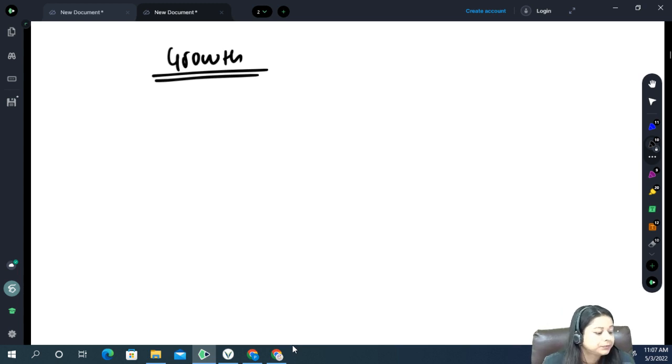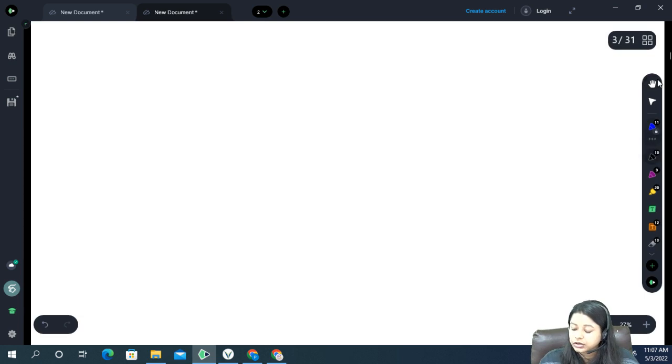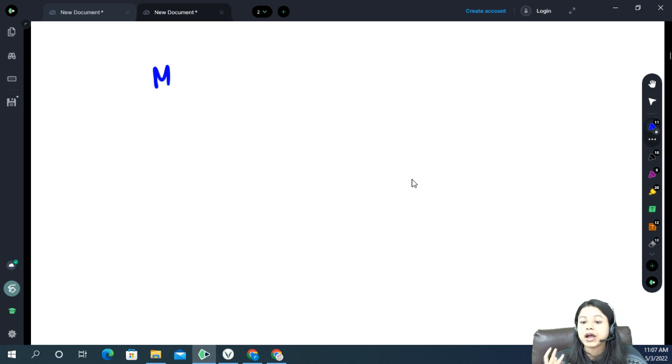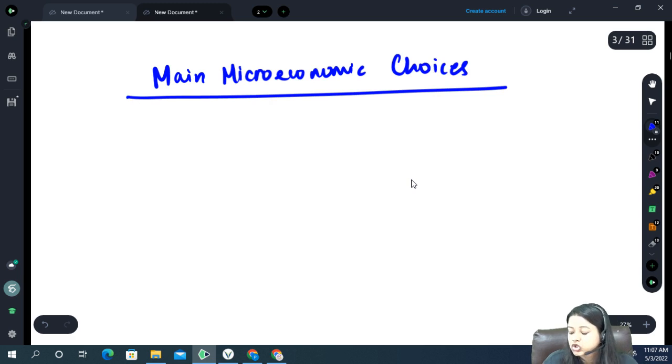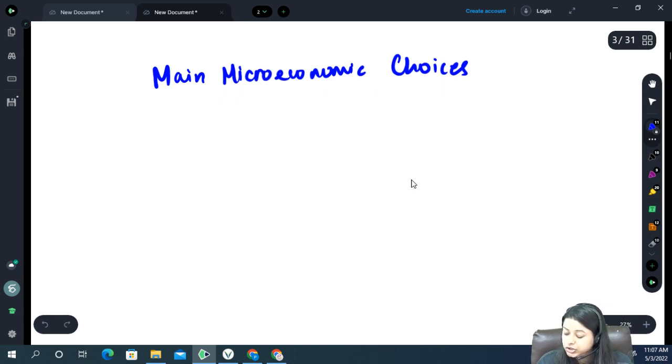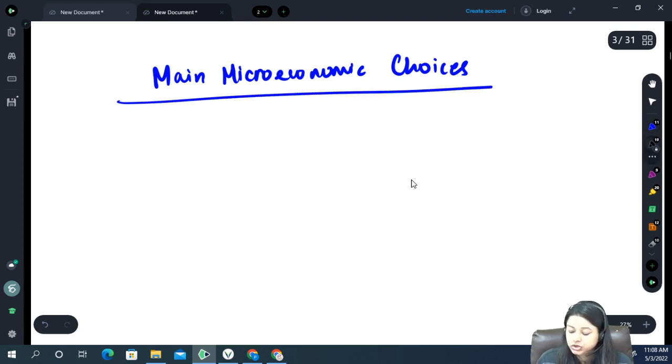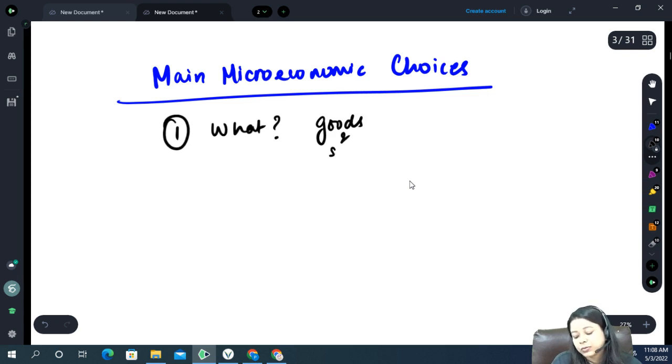That is one thing. Now, another topic which we'll be discussing today is the main micro economic choices. Because we have unlimited wants and limited resources, we have to decide a few things before allocating the resources, what resources you should buy. These are known as main micro economic choices. The very first choice or decision that we have to make is what goods and services need to be produced or consumed. Clear?